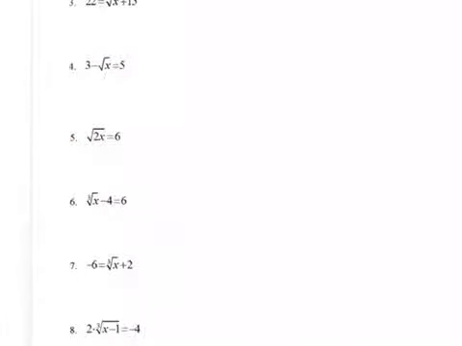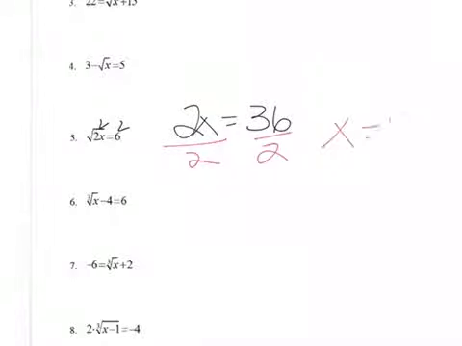Okay, and for 5, we have to start by squaring both sides, then divide by 2. We get 18. And if you check that in the equation, it works, so 18 is your solution.